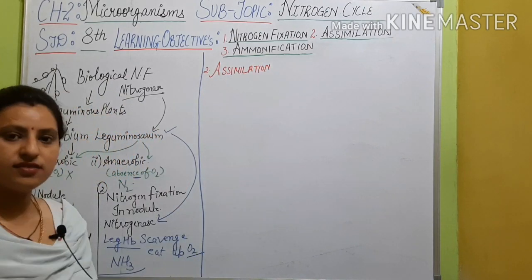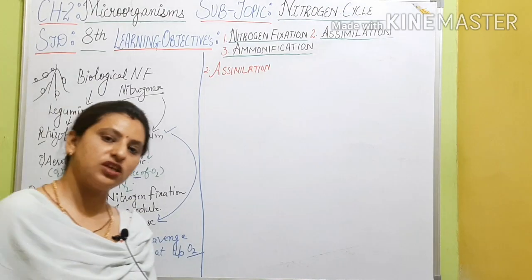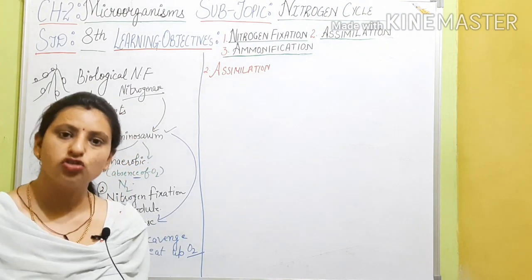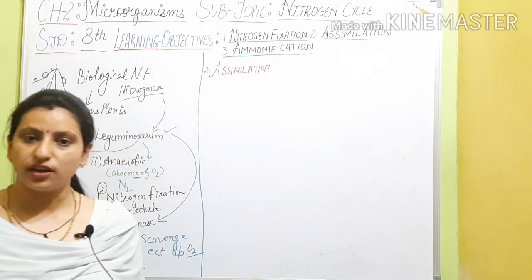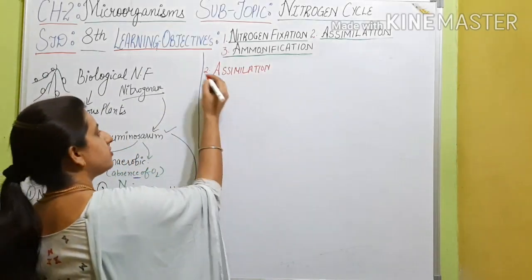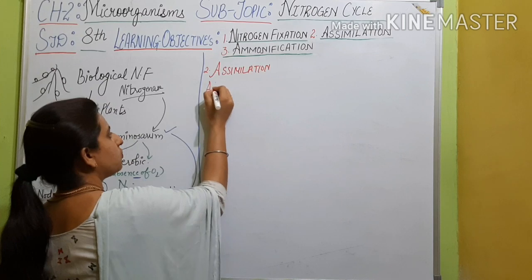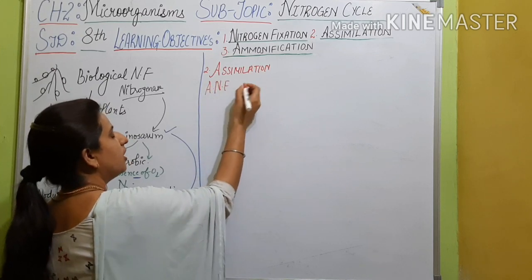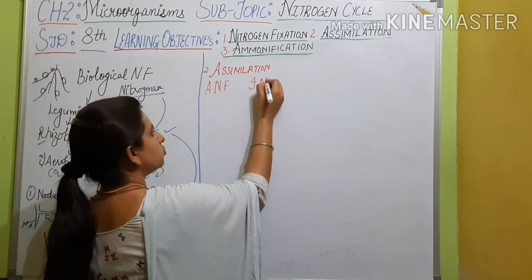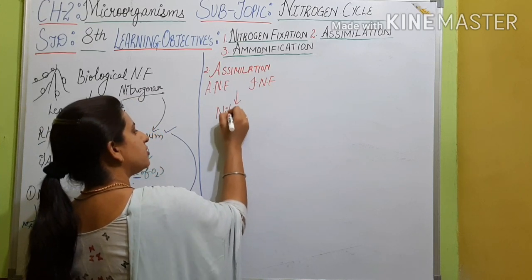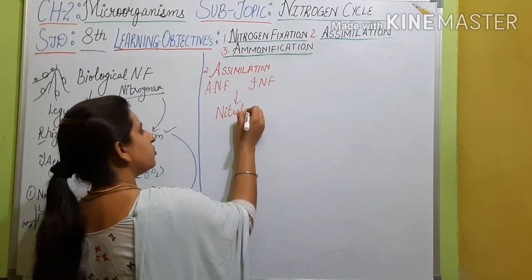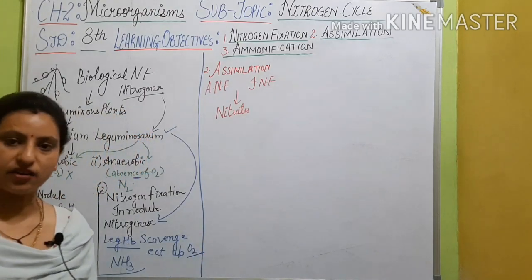As we have discussed in our previous lecture, nitrogen is also fixed by two more processes, that is atmospheric nitrogen fixation and industrial nitrogen fixation. At that time the nitrogen was fixed in the form of nitrates, or you can say nitrites.